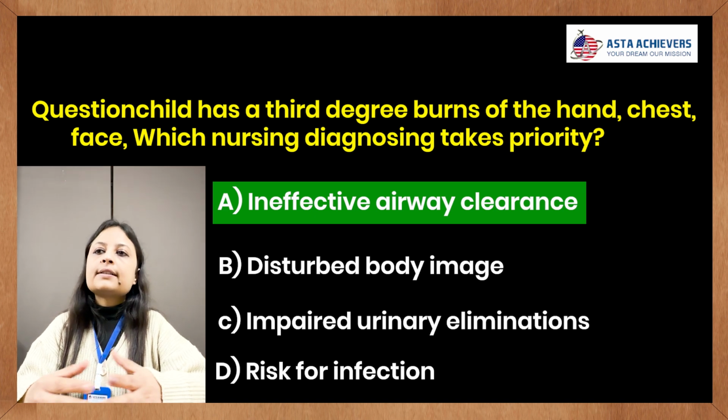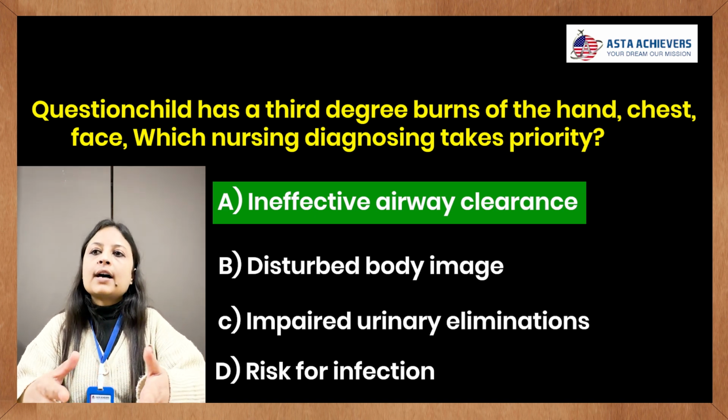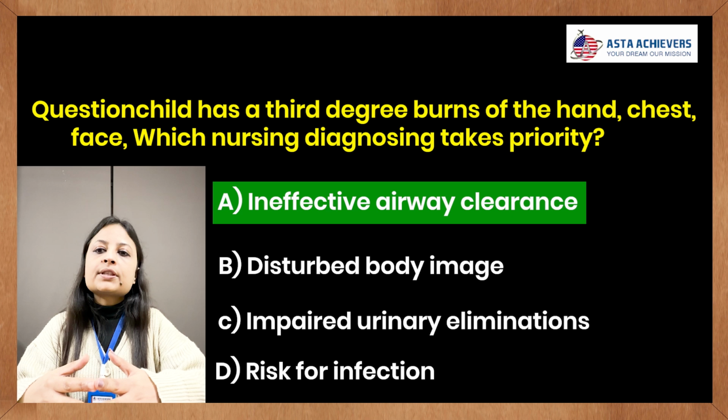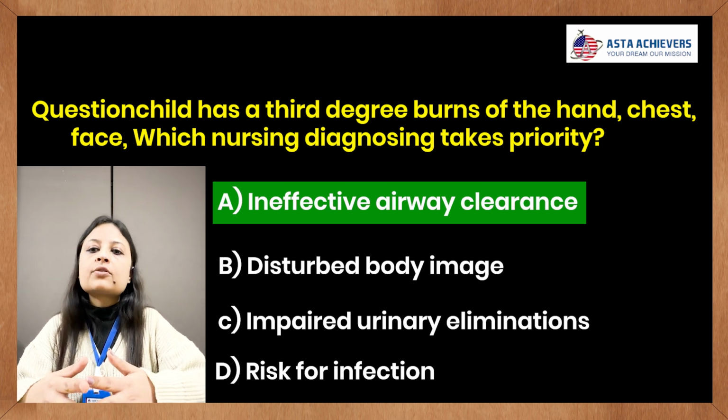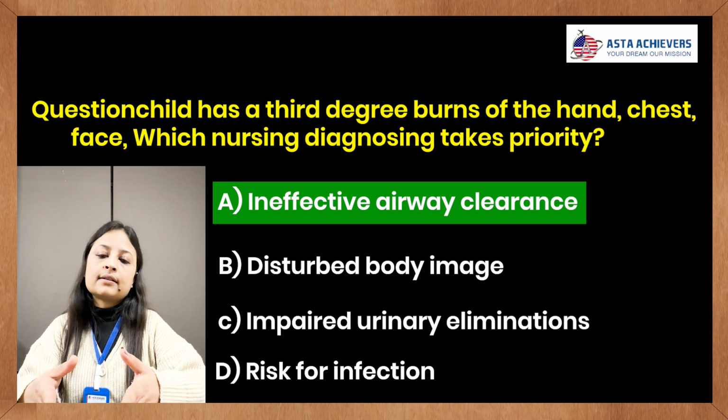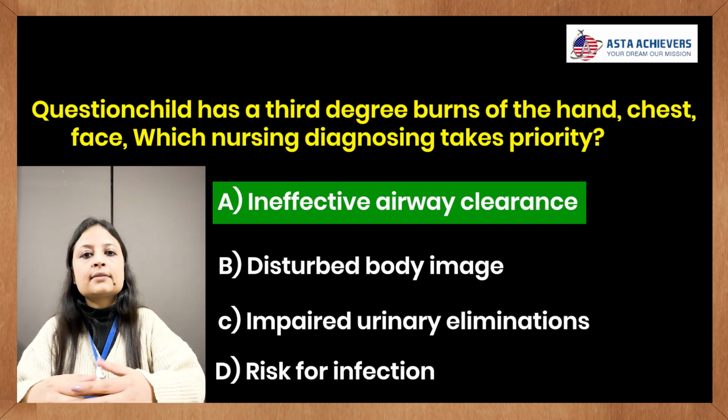Question number 200. Child has a 3rd degree burn of the hand, chest, face. So which nursing diagnosis takes priority? Option A, ineffective airway clearance. Option B, disturbed body image. Option C, impaired urinary elimination. And option D, risk for infection. So option A, ineffective airway clearance, is the correct answer.